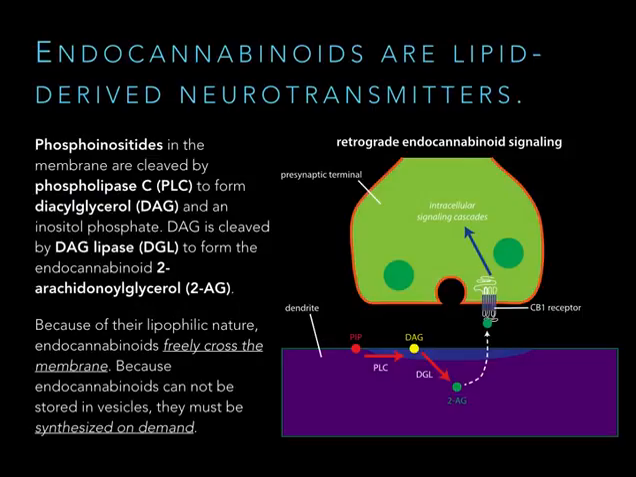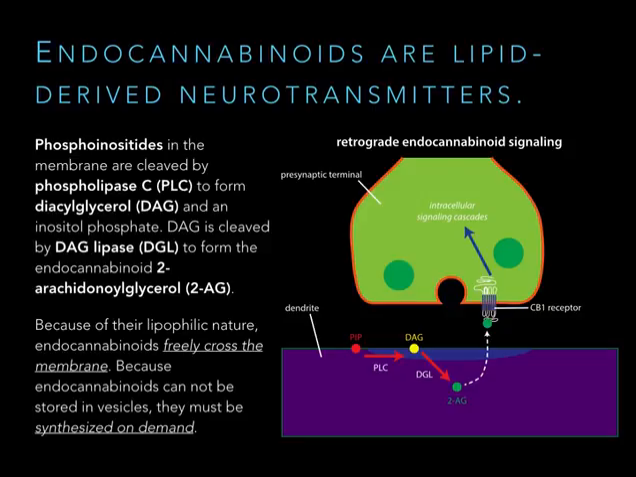The first group would be the endocannabinoids. These are derived from lipids. So we'll take the phosphoinositides that are in our plasma membrane, and there's going to be an enzyme, phospholipase C. This is a target of G protein coupled receptors. This is going to cleave them to create diacylglycerol and inositol phosphate. Inositol phosphate is really useful, but we can forget about it for right now. That doesn't matter here. Instead, diacylglycerol is then further cleaved by diacylglycerol lipase, and that's going to create the endocannabinoid 2-AG.